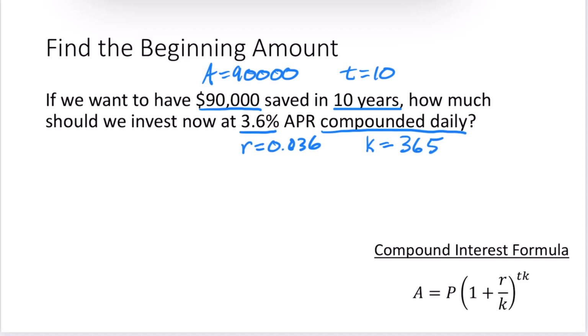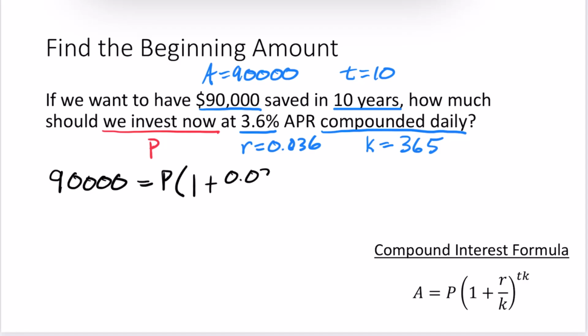So we're given all of this information, and the thing we want to find is how much we need to invest now. So that's P. And to solve this, we'll just plug everything into the equation and solve the equation. So we'll have 90,000 equals P times 1 plus 0.036 divided by 365. And that number is going to be raised to the 365 times 10. Or technically, the way the formula was written, you do 10 times 365, but it will give you the same number either way.